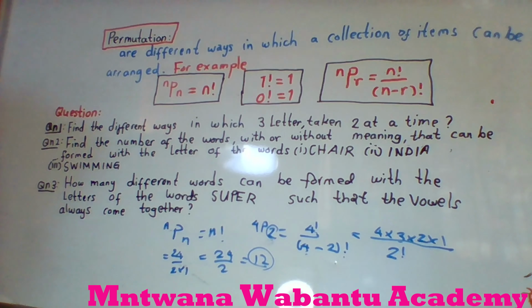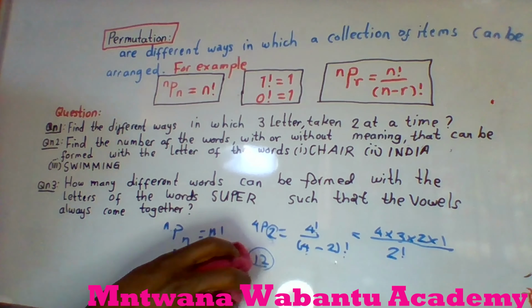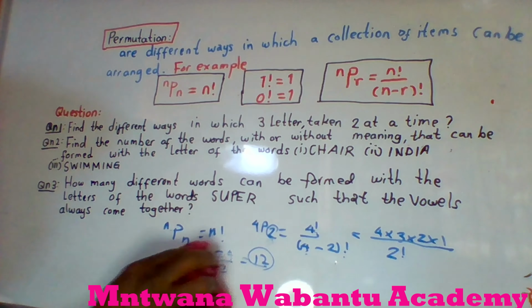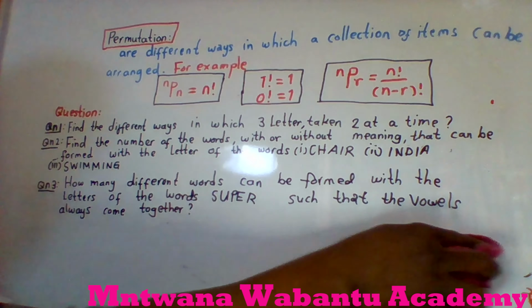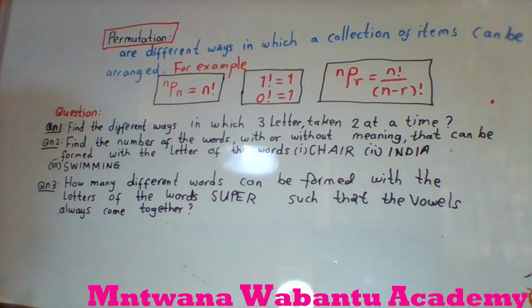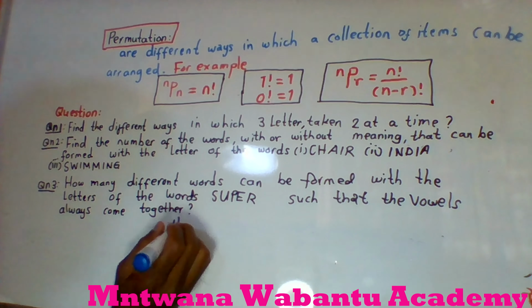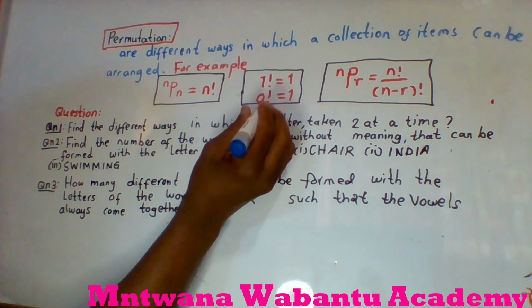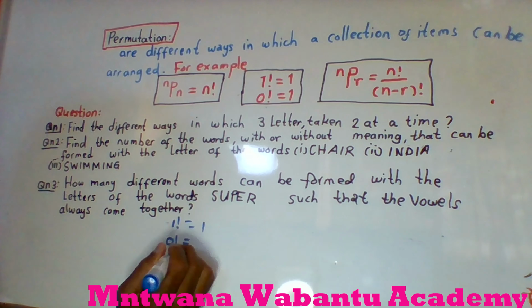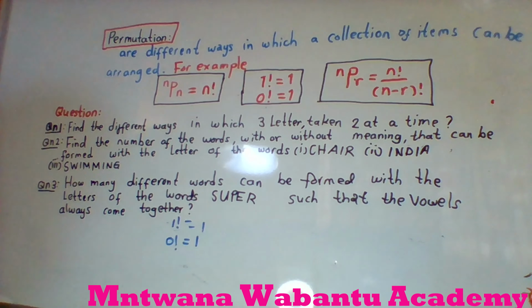Let's go straight to the example. Okay, quickly, before we start the example, if somebody gave you 1 factorial, it equals 1, and 0 factorial also equals 1. So 1 factorial equals 1 and 0 factorial equals 1.